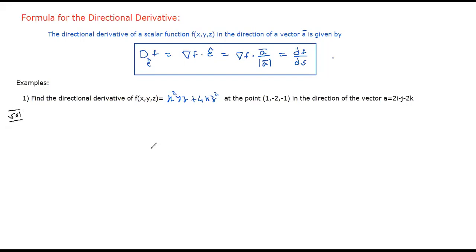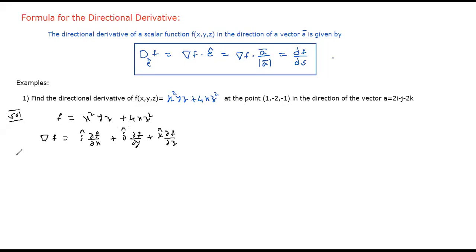We know the directional derivative is nothing but the gradient dot e cap. So first find the gradient. F is given: x square yz plus 4xz square. So compute the gradient. What is the gradient formula? I dou f by dou x plus j dou f by dou y plus k dou f by dou z.